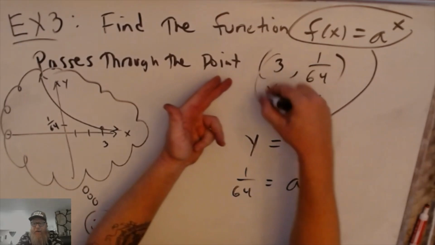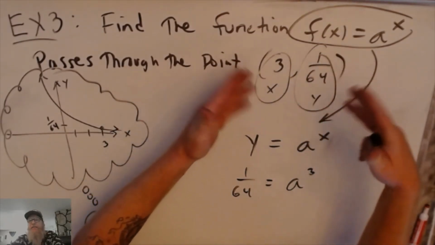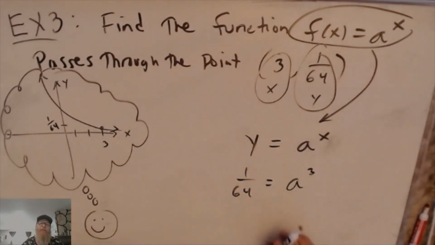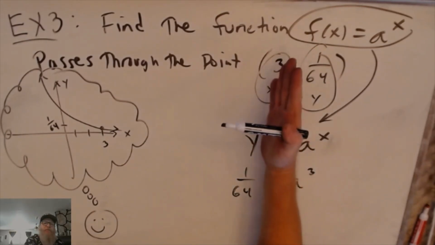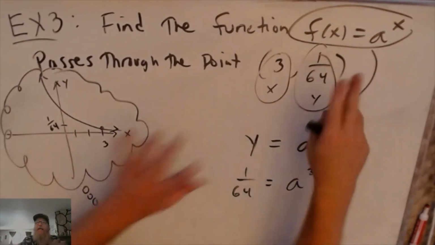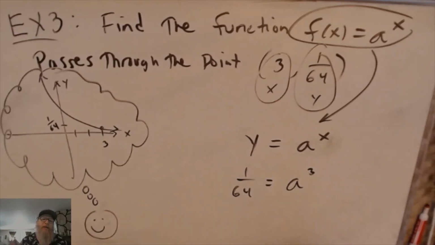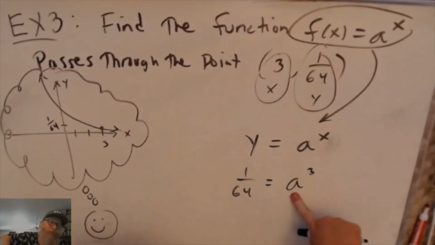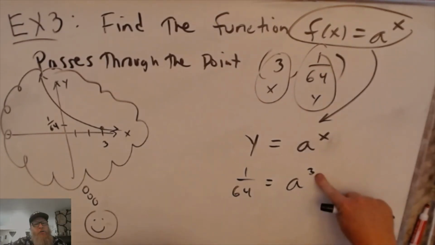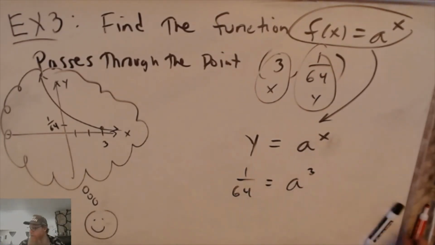So, I mean, everybody comes to you dressed up in exactly the outfit that you would expect them to be in. X always comes first. Y always comes second. You plug them into the equation, and now there's no mystery. I'm not trying to trick anybody here. Now, there is one unknown, if you want to call that the mystery, but it's really not much of a mystery. You have a cubed is 1/64.